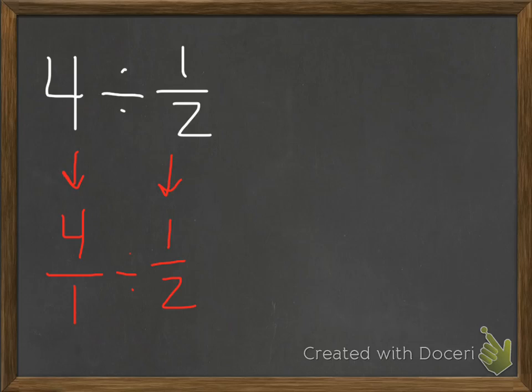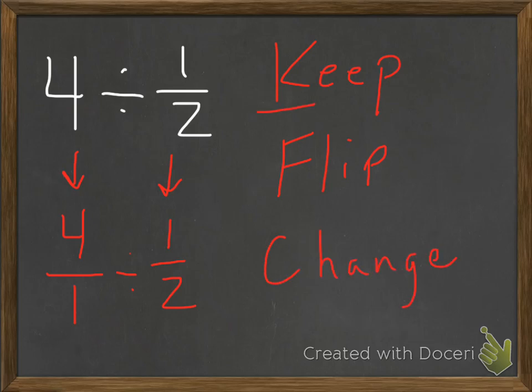We're not actually going to do anything with Kentucky Fried Chicken, but KFC stands for keep, flip, change. Keep, flip, change. KFC. What we're going to do is keep the first fraction, so we're going to keep 4 over 1 as is. Then we're going to flip a half and make that 2 over 1. And then we're going to change the symbol.